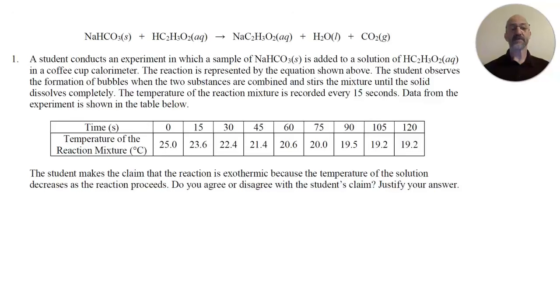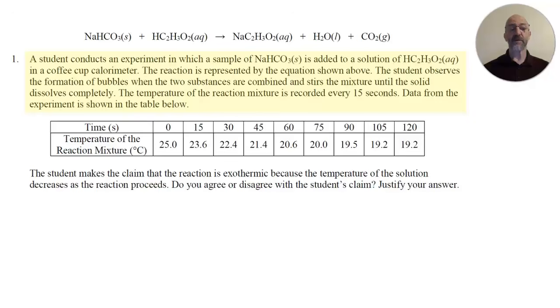This is question 1. In question 1, it says, a student conducts an experiment in which a sample of sodium bicarbonate, NaHCO3 solid, is added to a solution of acetic acid, HC2H3O2 aqueous, in a coffee cup calorimeter. The reaction is represented by the equation shown above. The student observes the formation of bubbles when the two substances are combined and stirs the mixture until the solid dissolves completely. The temperature of the reaction mixture is recorded every 15 seconds. Data from the experiment is shown in the table below.